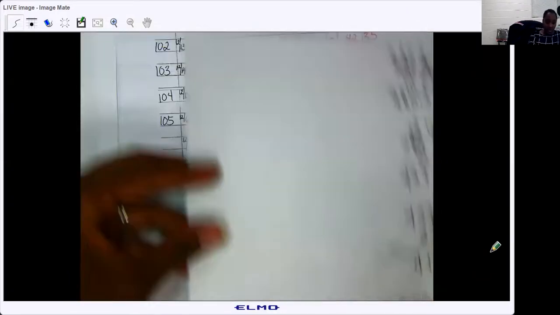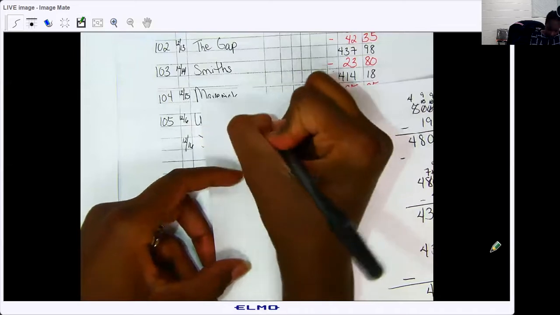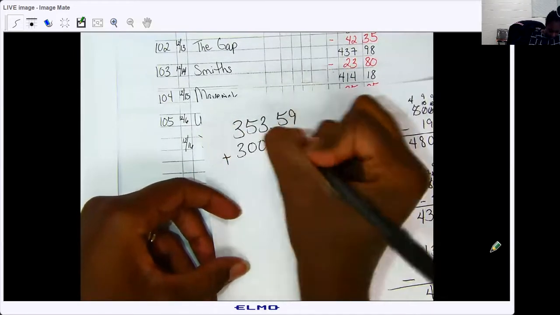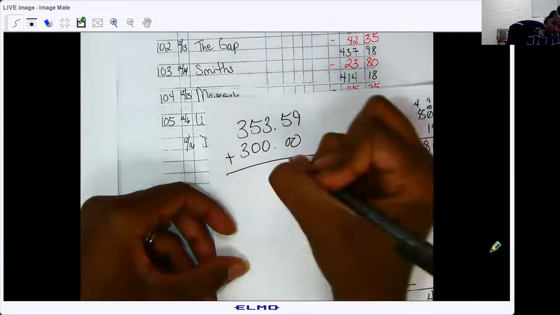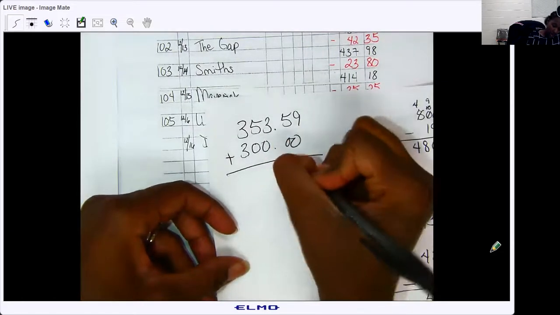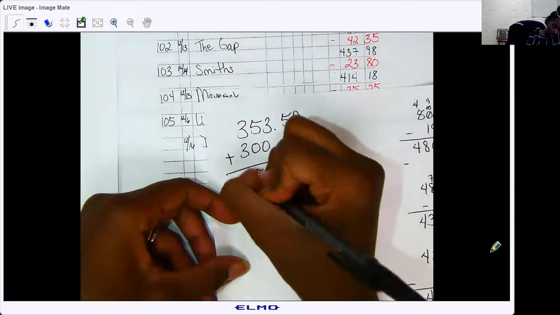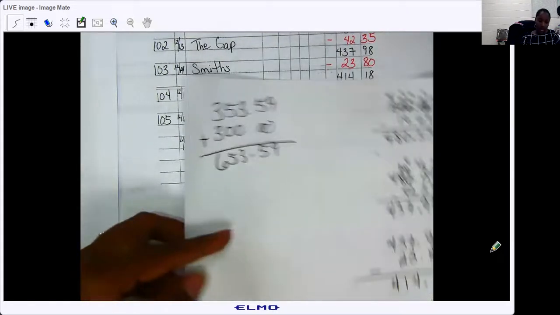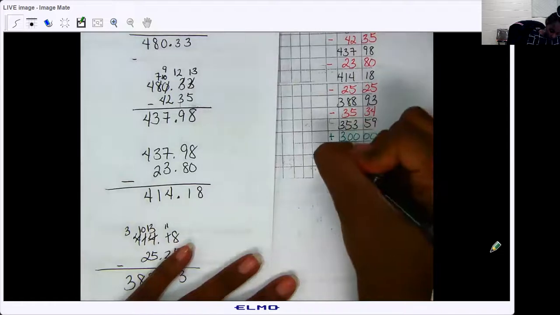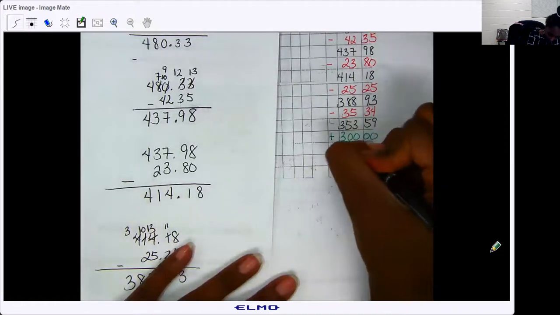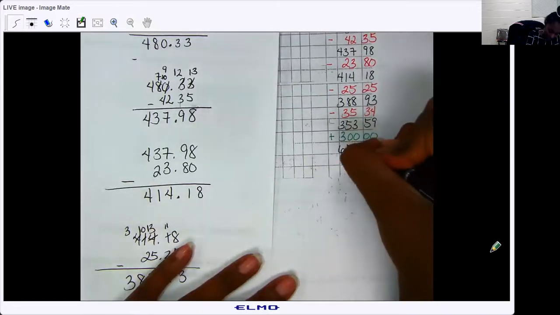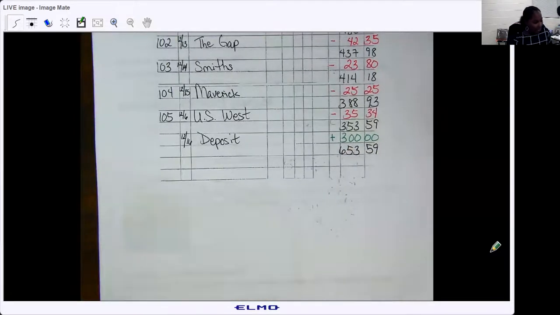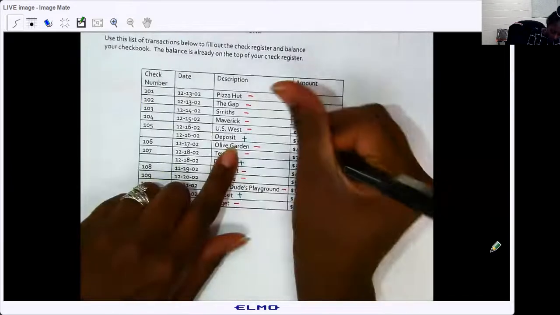Let me go back to the top of my paper. So we had $353.59, and we're adding $300 to that. Okay. So adding 3, 5. So now our balance is $653.59. All right. So our new balance, $653.59. Okay. One more, guys. One more. And we ran out of space anyway. Okay. All right. So we got our deposit done.